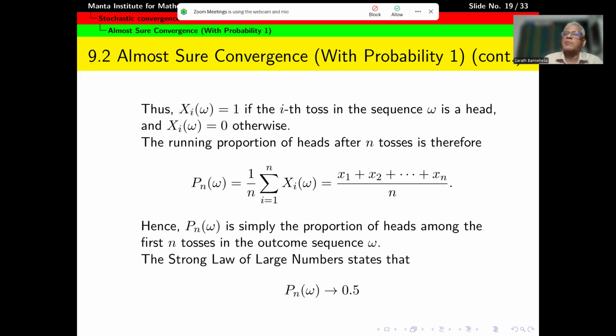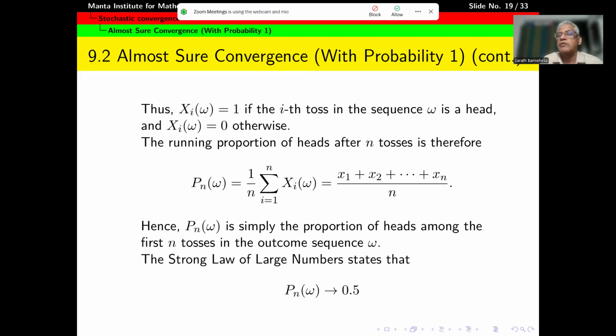Right? In the previous example, xn bar was converging to the population mean mu. Now, if you are considering tossing a coin, for example, in that case the expected value of your random variable x is equal to P, right?